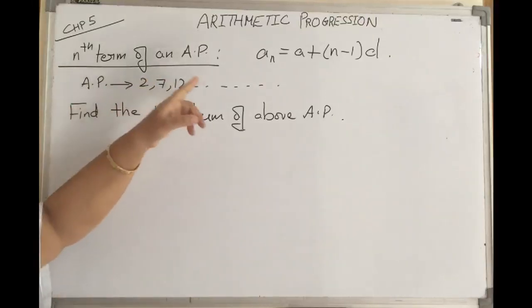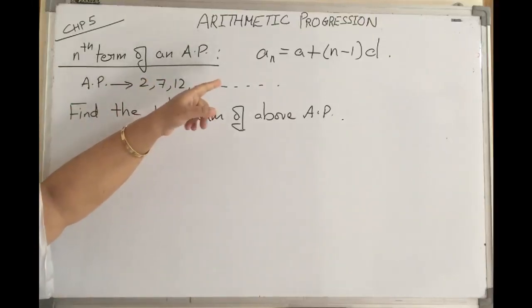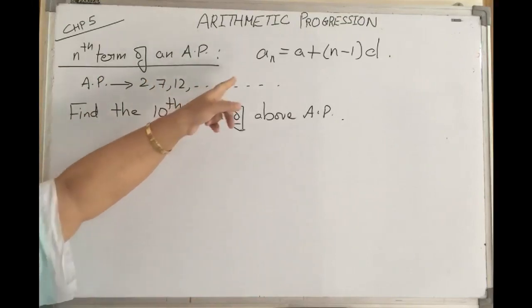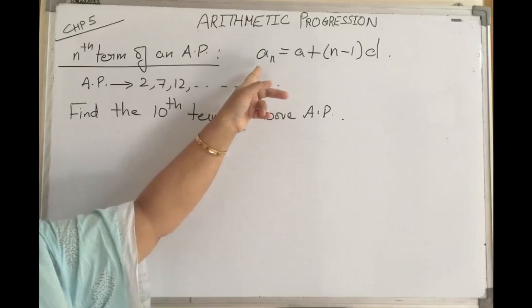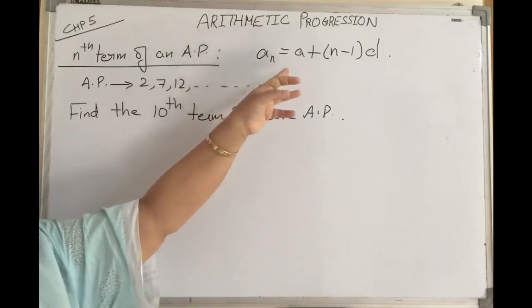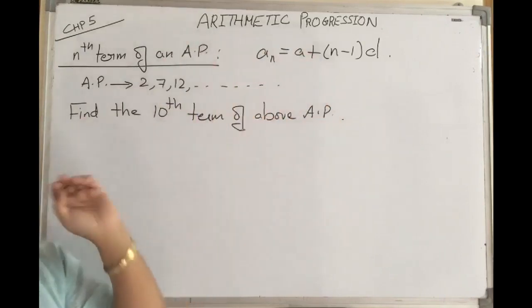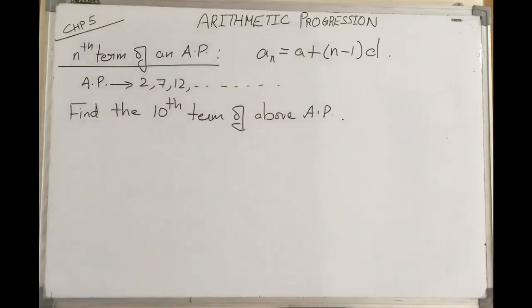In this question, we have to find the 10th term of an AP where an is a plus n minus 1 into d. The formula for finding the nth term: an is the nth term, a is the first term, n is the number of terms, and d stands for the common difference.